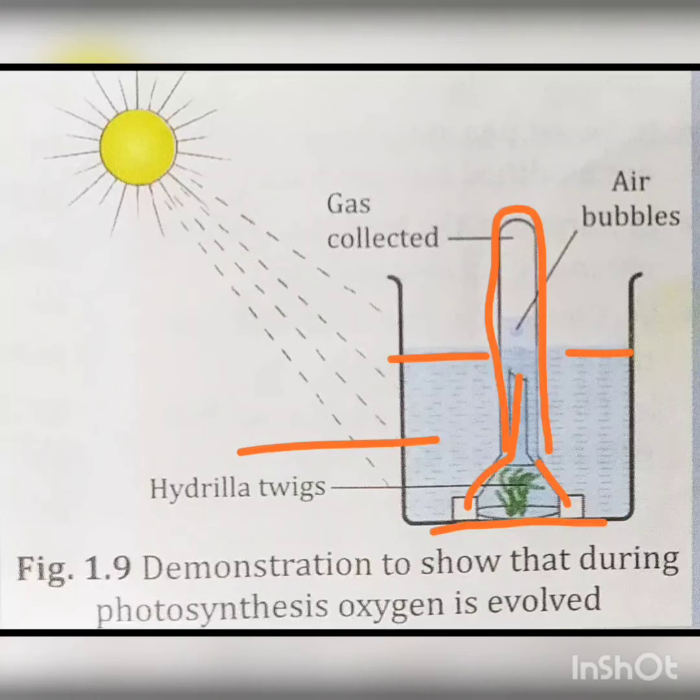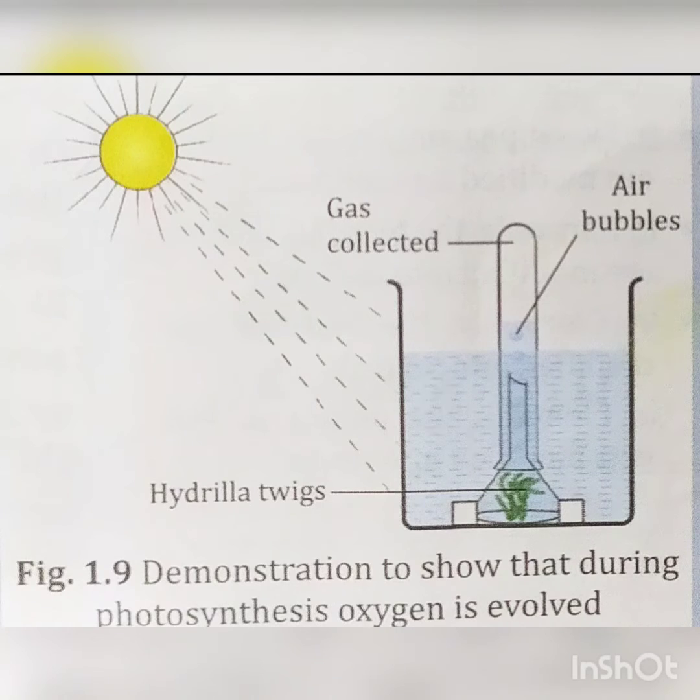What we observe, the air bubbles start coming out from the cut end of the hydrilla twigs and get collected at the upper end of the test tube. After some time, we find some gas gets collected at the top of the inverted test tube by the downward displacement of water.